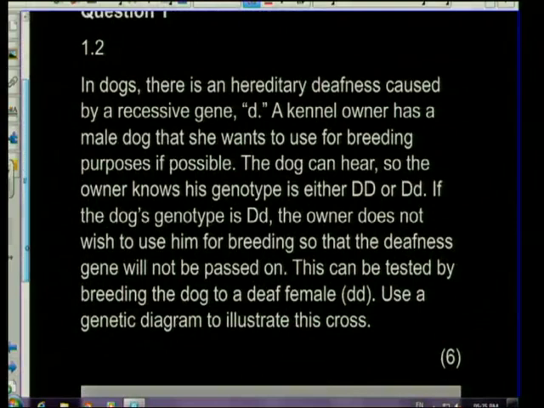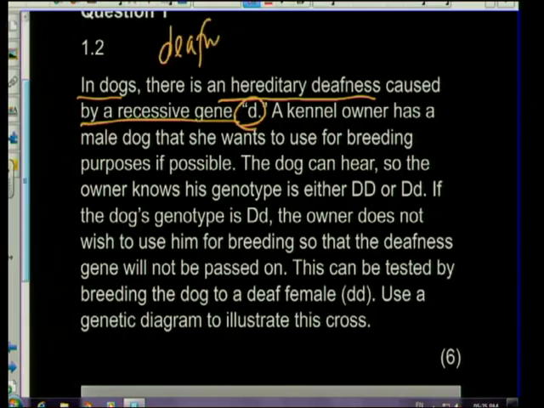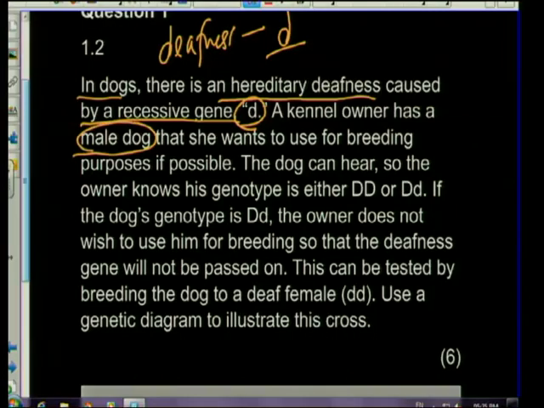The next question, Question 1.2, still dealing with monohybrid crosses. In dogs, there is a hereditary deafness caused by a recessive gene d. So first of all, deafness is caused by a recessive gene. The fact that we use a small letter should already inform us that it's caused by a recessive gene. A kennel owner has a male dog that he wants to use for breeding purposes if possible.